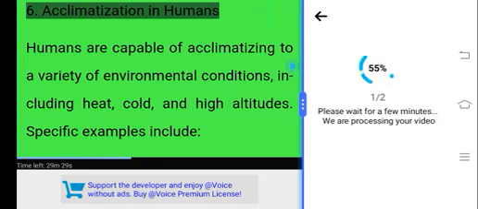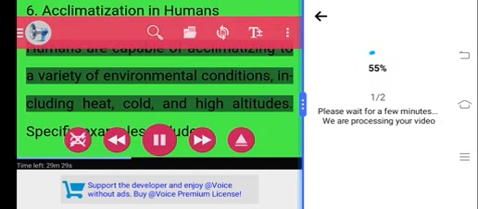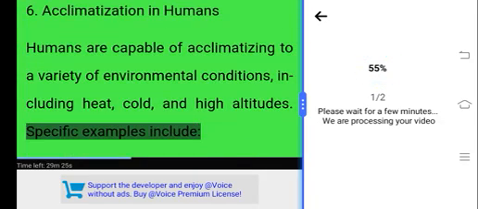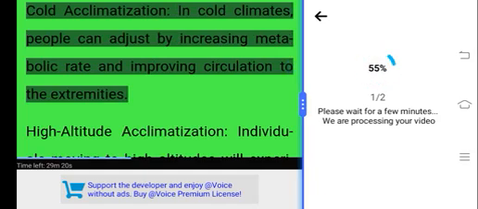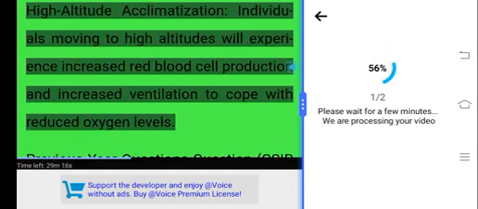6. Acclimatization in humans. Humans are capable of acclimatizing to a variety of environmental conditions, including heat, cold, and high altitudes. Specific examples include heat acclimatization. People who move to hot environments can adjust to heat by increasing their sweat output and improving cardiovascular efficiency. Cold acclimatization. In cold climates, people can adjust by increasing metabolic rate and improving circulation to the extremities.